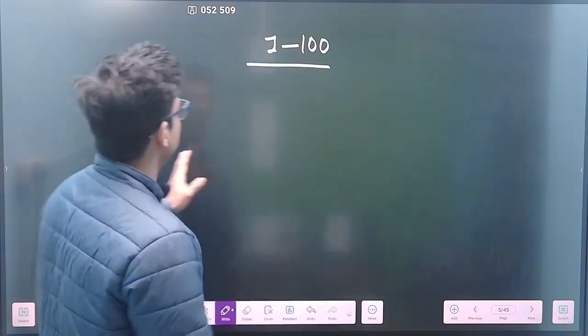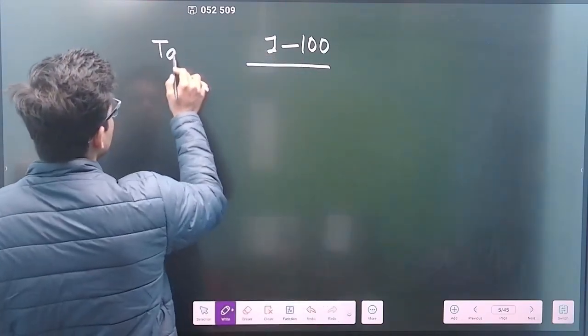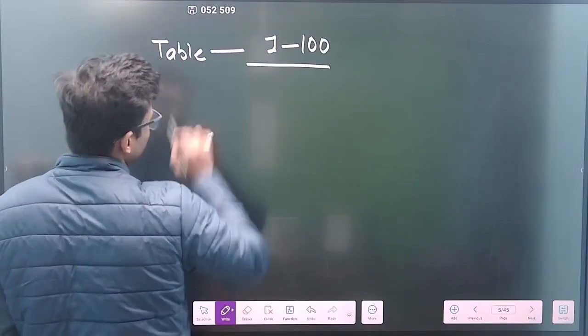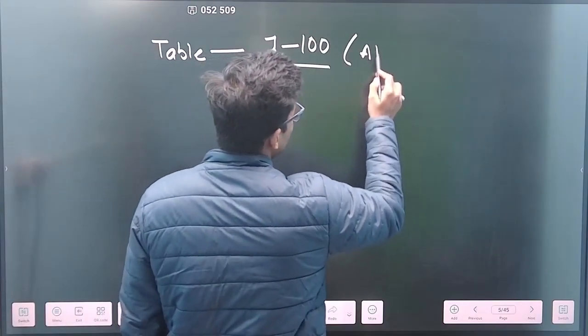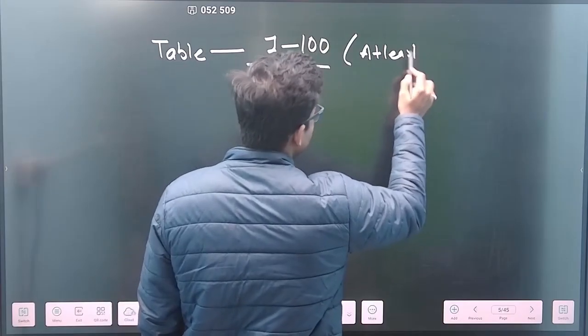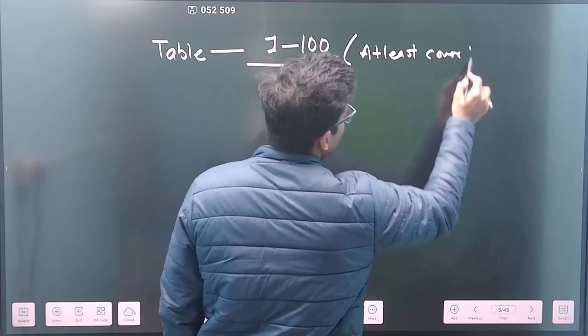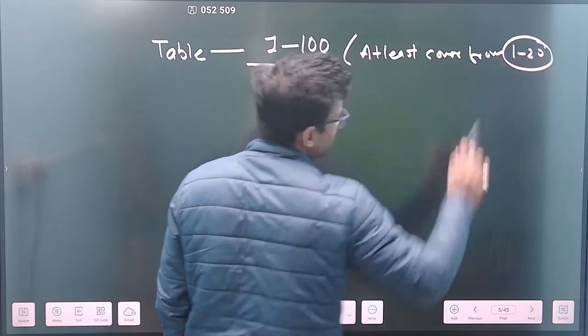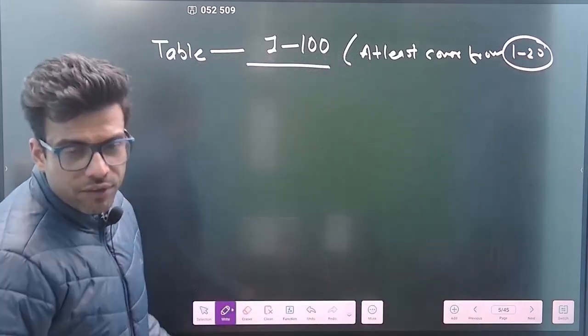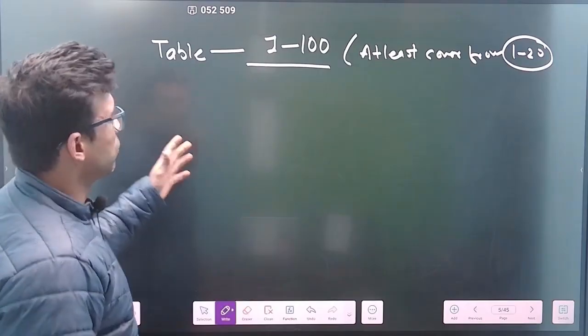So the table, I always say how to mug up the table from 1 to 100. But for this, I say the student, the aspirant, should at least cover the table from 1 to 20. You should remember this. But there are a lot of tricks to write down the table.